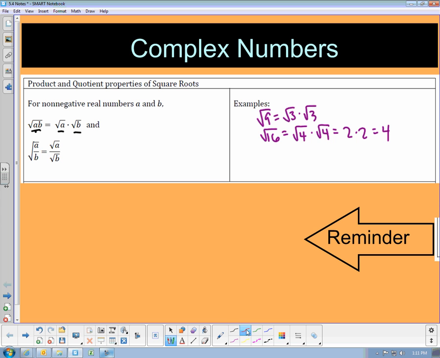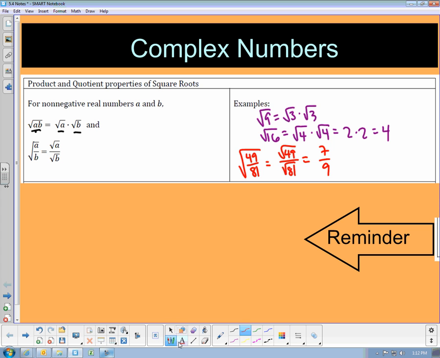I can do the same thing with division. I'm looking at the square root of a over b. I can split that into the square root of a divided by the square root of b. So if I had something like the square root of 49 over 81, that's the same thing as the square root of 49 over the square root of 81, which is 7 over 9. So I can split those things apart.